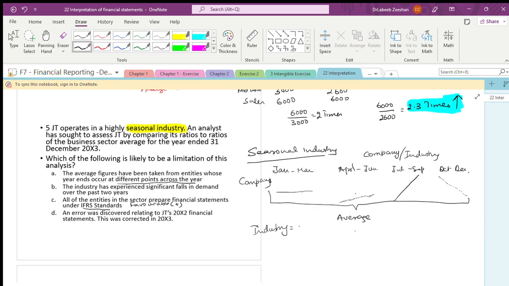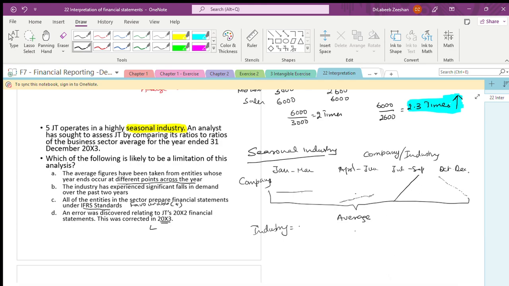The industry has experienced significant falls in demand over the past 2 years. Again, it is not related to the things as such. An error was discovered relating to the financial statement. This was corrected, fine. An error happened and you are making a correction, and this is not a limitation. What is the limitation?